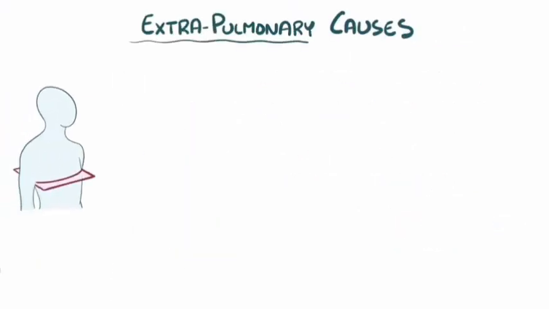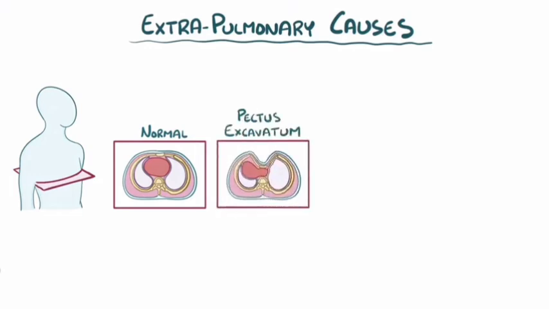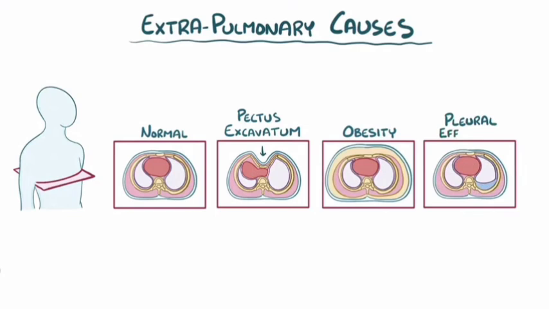Extrapulmonary causes of restrictive lung disease typically involve damage to the rib cage and diaphragm, or the nerves which innervate those structures. When that happens, the chest wall can't expand, and that prevents the lung from fully expanding. For example, someone might be born with pectus excavatum, which is when the chest wall folds inward, or a person might be obese, which can put a lot of pressure on the chest wall, preventing it from expanding. Another cause is a pleural effusion, where fluid builds up around the lungs and prevents them from fully inflating.